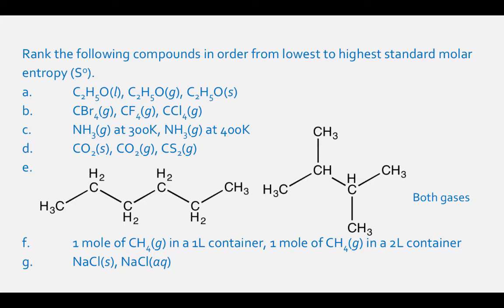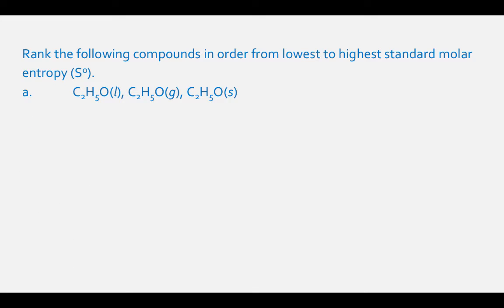E. The structure of hexane and the structure of 2,3-dimethylbutane, which are both gases. F. 1 mole of CH4 gas in a 1-liter container, 1 mole of CH4 gas in a 2-liter container. G. NaCl solid, NaCl aqueous. For letter A, which asks about ethanol as a liquid, ethanol as a gas, and ethanol as a solid, we need to think about states of matter.